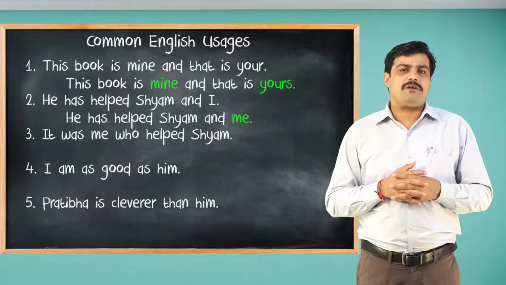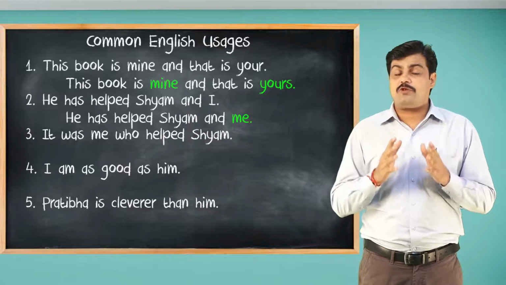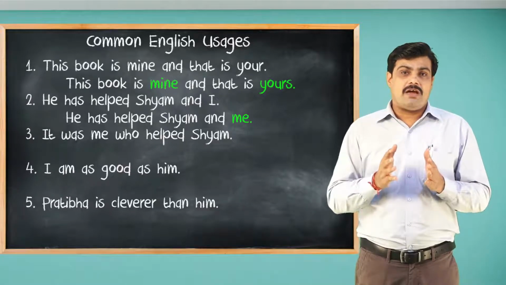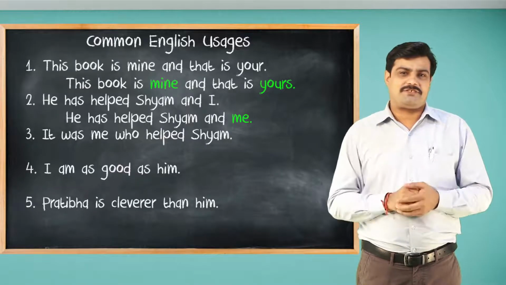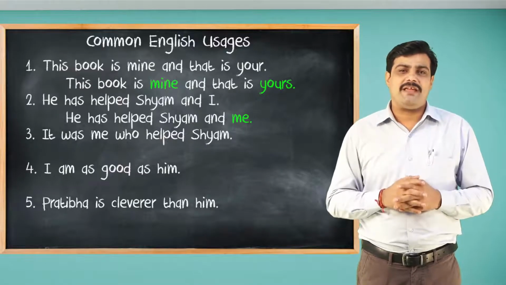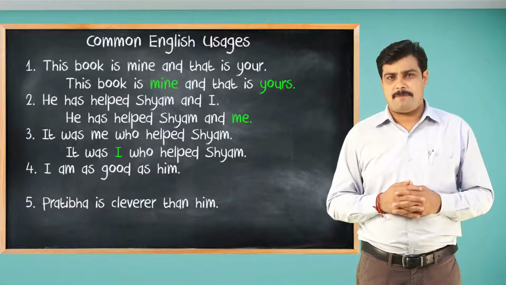Now, it was me who helped Sham. It was, it is always followed by subjective case. So the sentence should be, it was I who helped Sham.